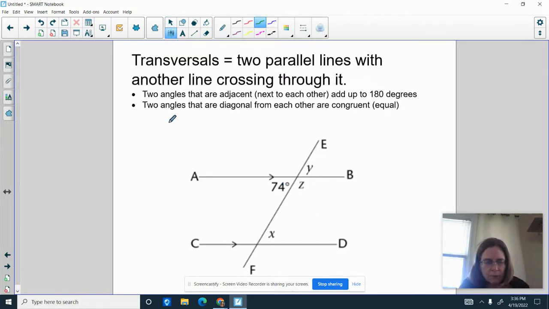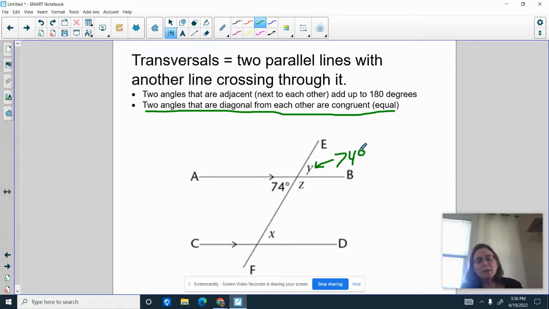Okay. So let's use this one right here. Two angles that are diagonal from each other are congruent. So if we're looking at y, this is diagonal from 74. Y also has to be 74 degrees. Okay. Now, two angles that are next to each other, so they form a straight line, equal 180 degrees.